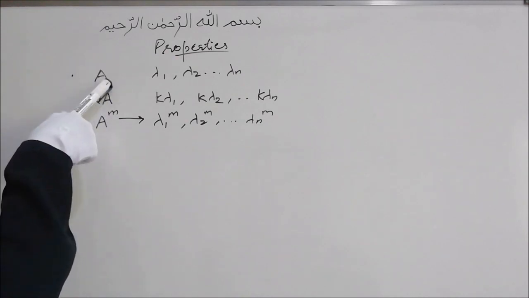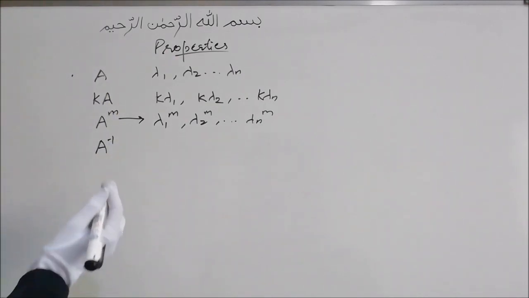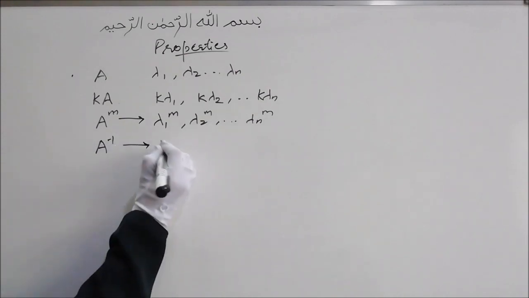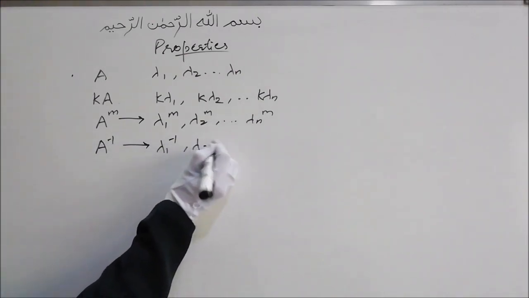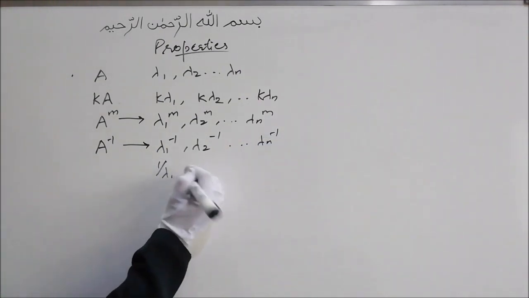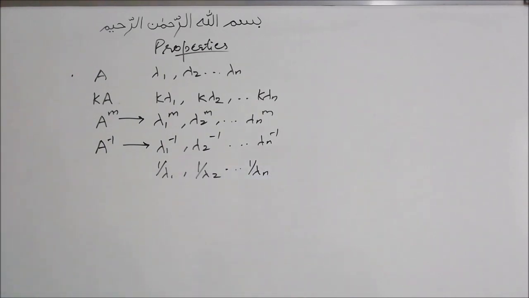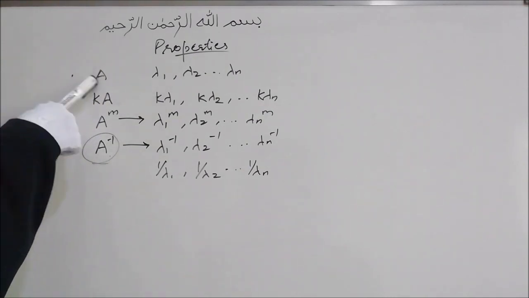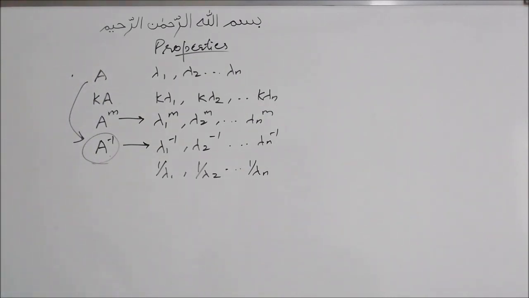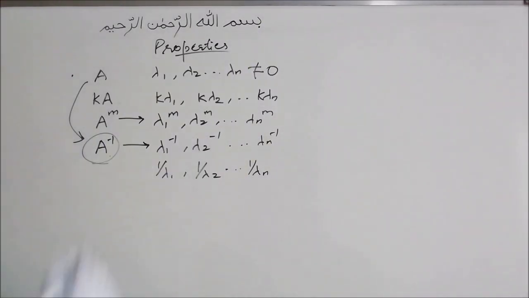Now if this matrix A is invertible, that means A inverse exists, then A inverse will have eigenvalues lambda 1 inverse, lambda 2 inverse, up to lambda n inverse. That means 1 by lambda 1, 1 by lambda 2, up to 1 by lambda n. And when is a matrix invertible? When is this inverse possible? A matrix A is invertible if and only if it has non-zero eigenvalues.